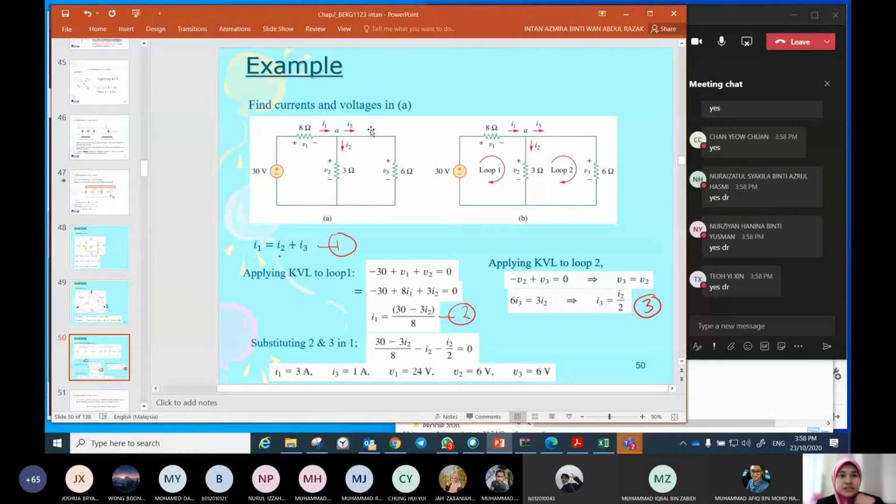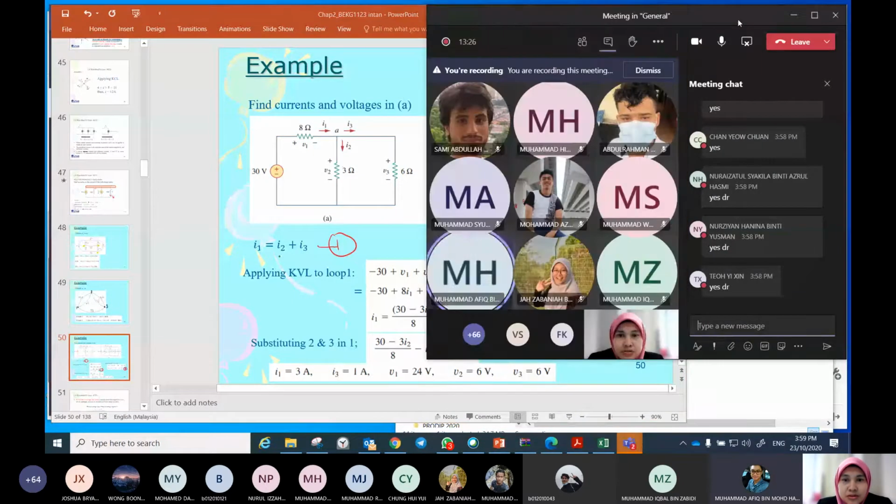Find current and voltages in A. This is the original circuit, and then this is after I put loop 1 and loop 2. So, how to solve this? Give the name of the equation here. This is the principle of Ohm's law, KCL, KVL? Ohm's law. Okay, how about others?